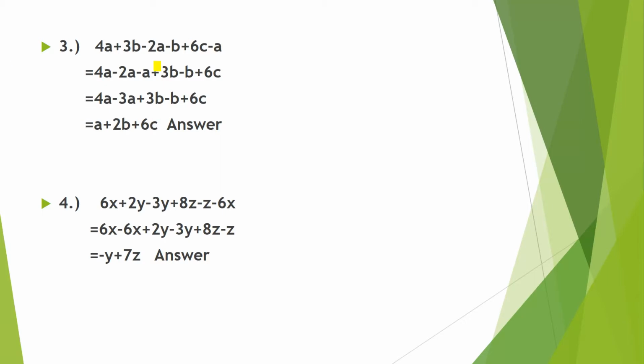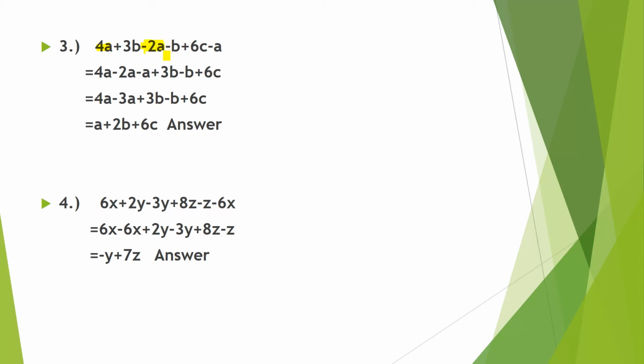4a plus 3b minus 2a minus b plus 6c minus a. Now you have to add, and here you will notice that we have different signs. Some numbers have plus, some are minus or negative. So the first thing is that we have to arrange, right? So this one is 4a, and then is minus 2a. See, you have to be very careful with the sign in algebra.